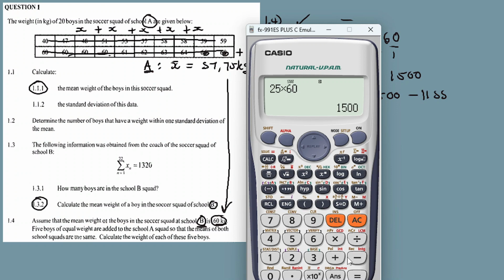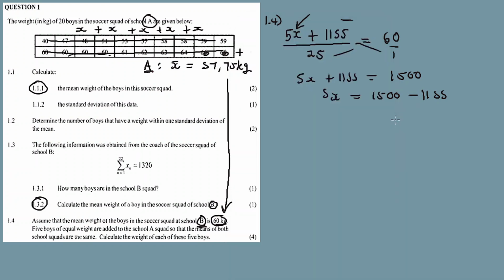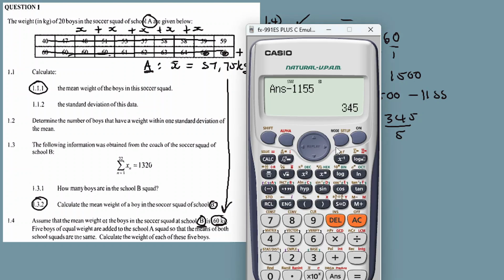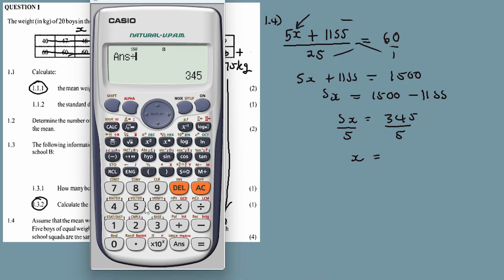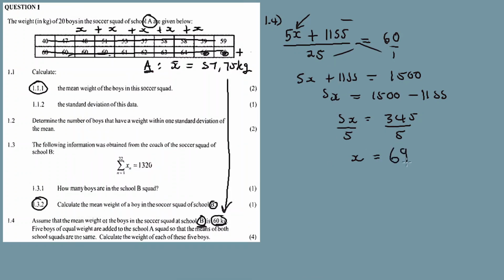1500 minus 1155 equals 345. So 5x is equal to 345; dividing both sides by 5, x equals 69. So each of the new boys weighs 69 kilograms. This is our answer for this question.